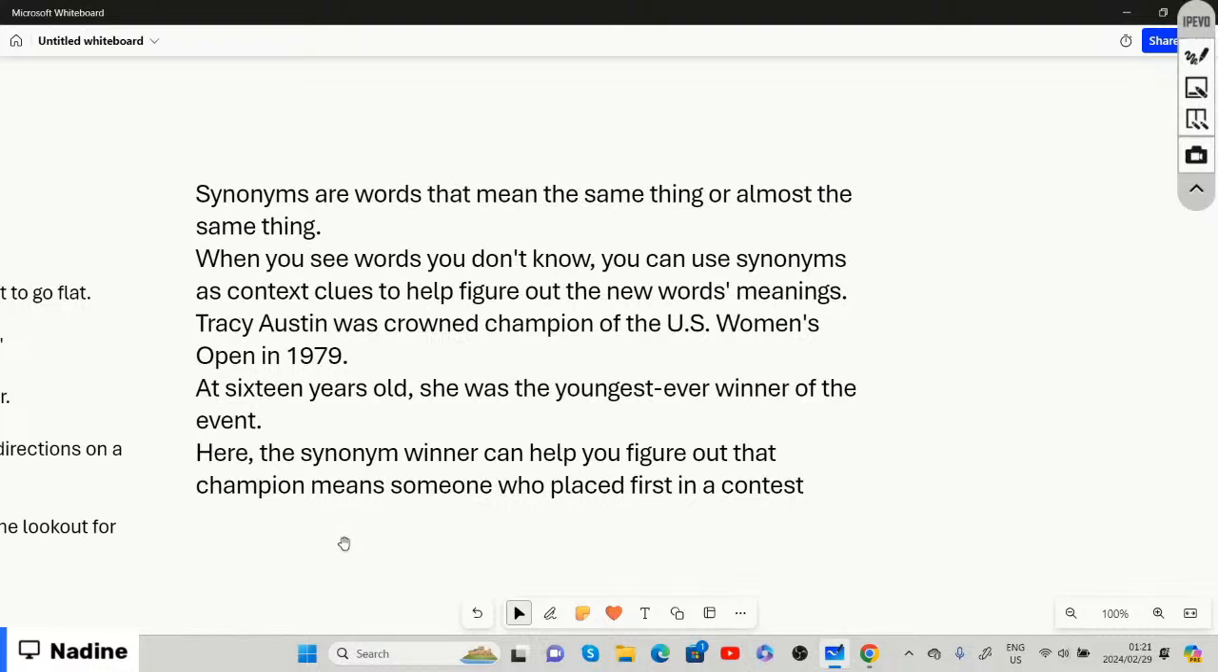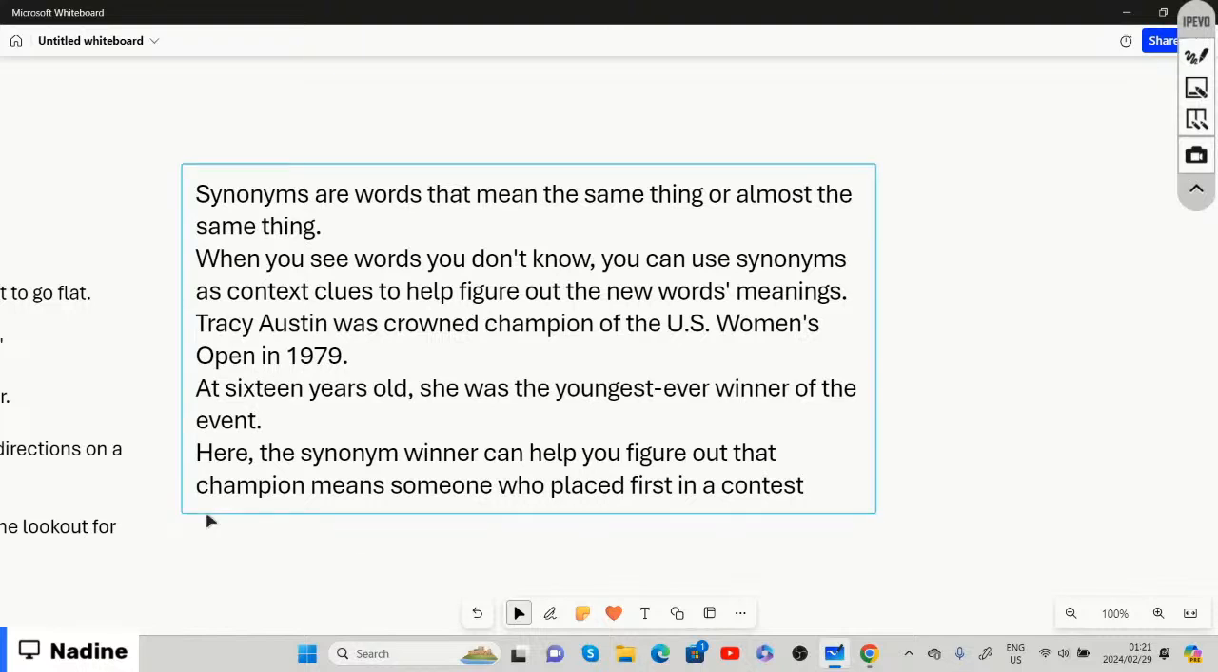All right. So it's synonyms, right? If you don't know the meaning of the words, then we can look at synonyms as clues also. And then it will kind of give us an idea of what the meaning of the word is. And in this case, another word for champion can be winner, right? A winner basically means that you are a champion.